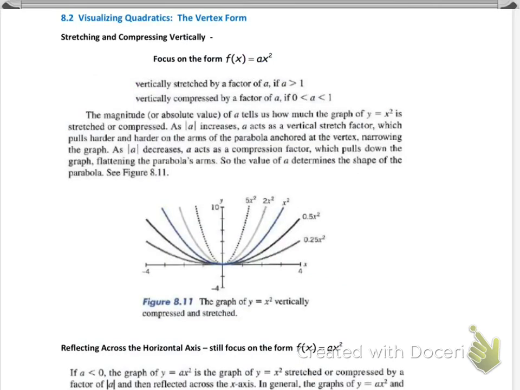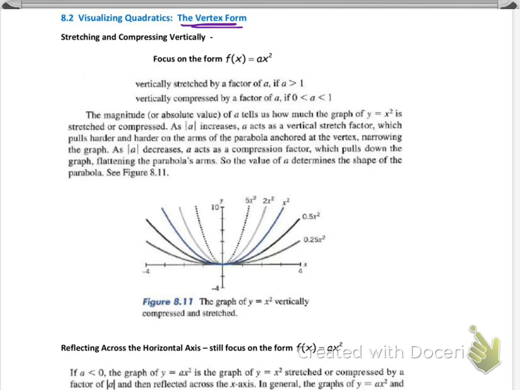Okay, this next section, 8.2, they're calling visualizing quadratics, but really it's transformations of quadratics. And what they're doing is giving you the quadratic in what they call vertex form. So we're going to go through all the different transformations or changes you can make to a parabola. And the best way to view those changes is if you take it from standard form and put it into vertex form. So let's go through some of the changes now.